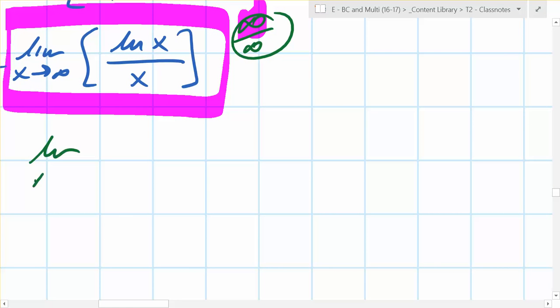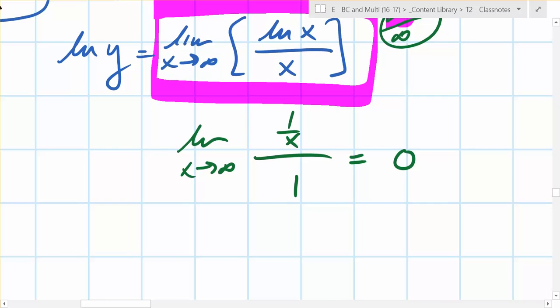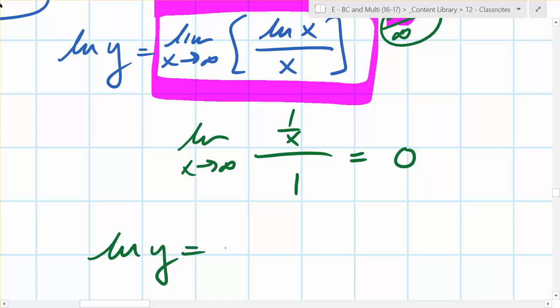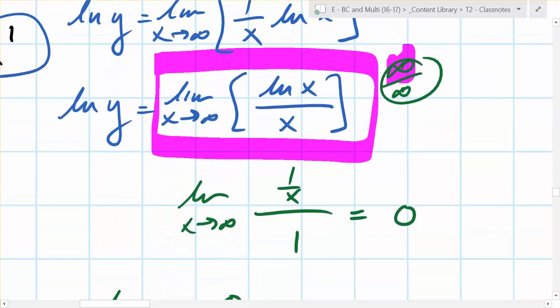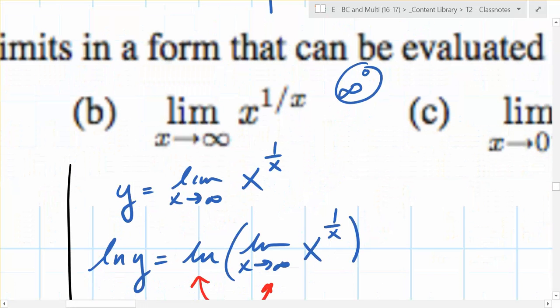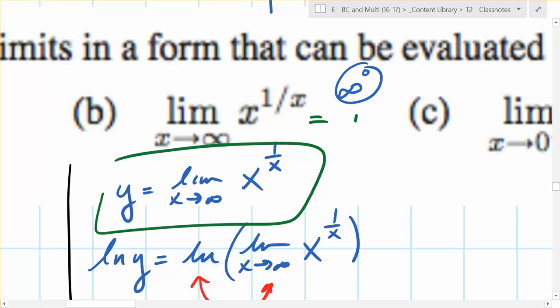So this is the limit as x goes to infinity of 1 over x over 1. So what's that going to be? 0. So what does that tell you? It tells you that ln y is equal to 0. So what does y equal? Y is 1. And what did we say y was originally? This. So what does this equal? 1. Be very careful.